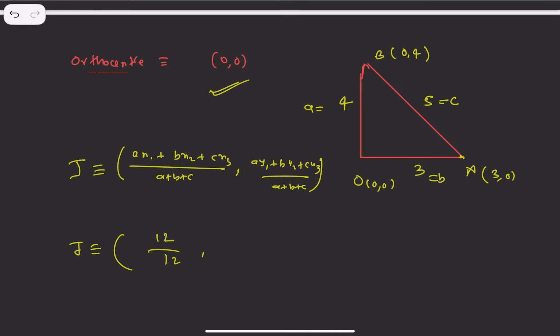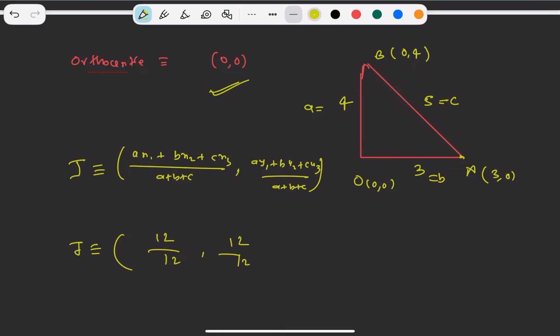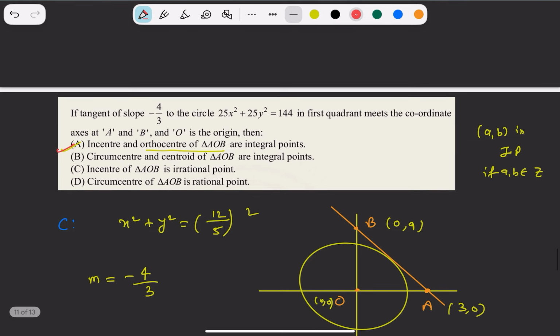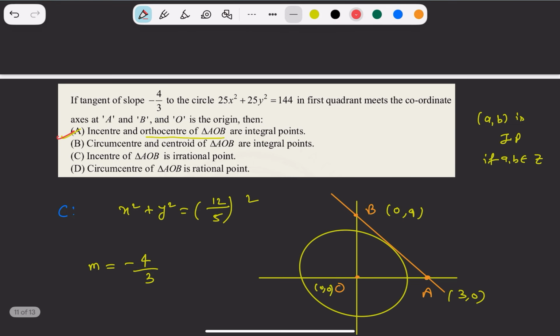And similarly A y1, what are we going to get now? A y1 means 0, B y2 means 12, and C y3 means 0. So again here also 12 by 12 we are getting. So that is nothing but 1 comma 1, which is an integral point. So the first option is going to be the correct one. Understood? First option is correct.